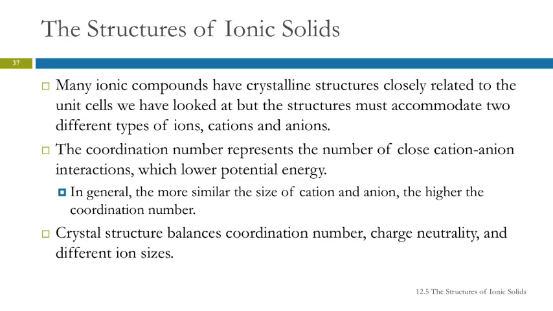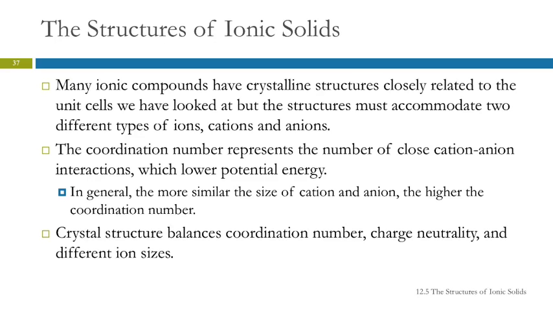So many ionic compounds have crystalline structures that are closely related to the unit cells, but the complicating factor here is when you have an ionic compound, you have at least two different ions, right? So you can't just look at, oh, these are all the same element. Now we have two different elements, and so we have issues of different sizes. We also have issues of charge neutrality.